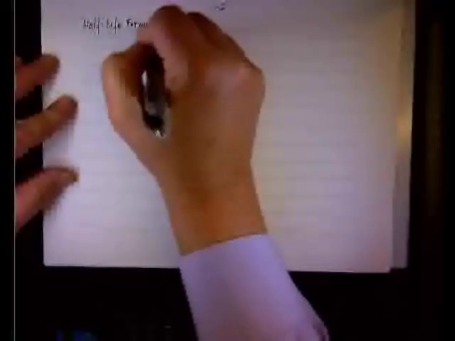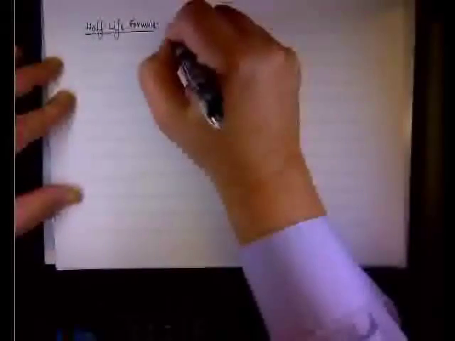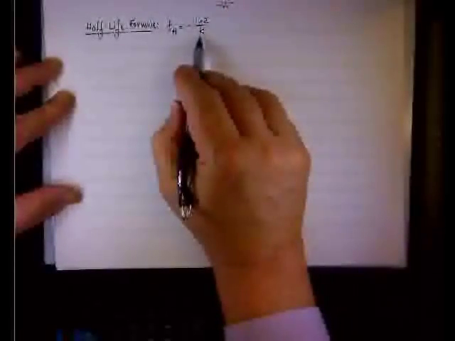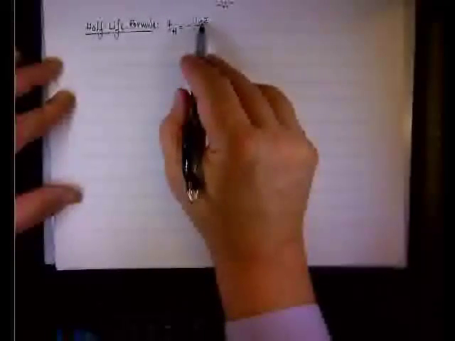You have the half-life formula, which I just introduced. And the half-life formula, we're going to say that T sub h equals negative natural log of 2 over k. Remember, k is negative because we are talking about decay. So you can see that the time will be positive. You have negative divided by negative.